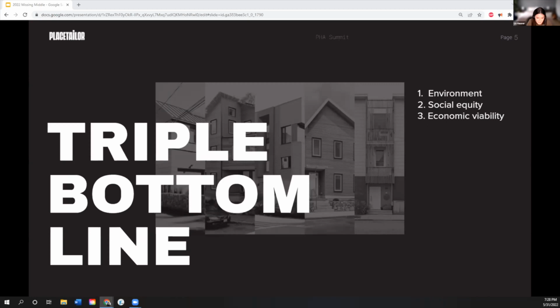So the folks that got Placetailor off the ground were committed to structuring the company around the triple bottom line of environment, social equity, and economic viability. That laser-focused mission of carbon and community in a for-profit housing company drove everything. The business model evolved in order to meet the mission rather than the mission being diluted by the use of an outdated model.